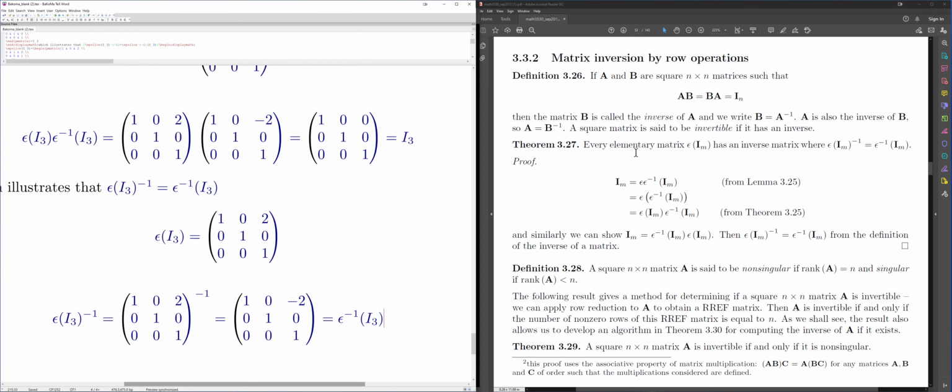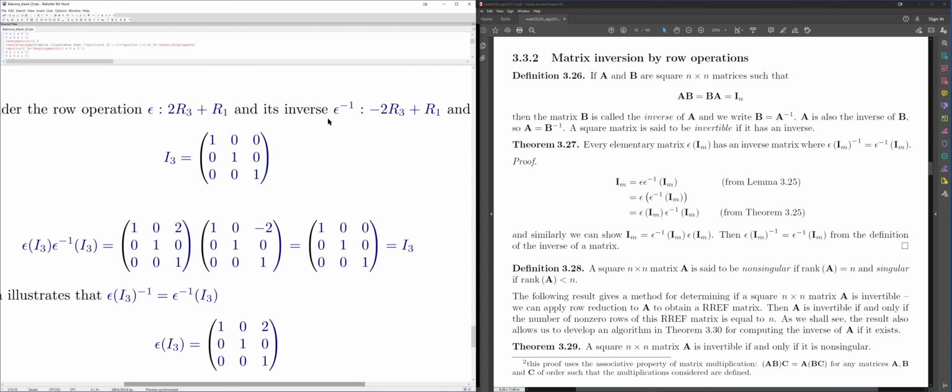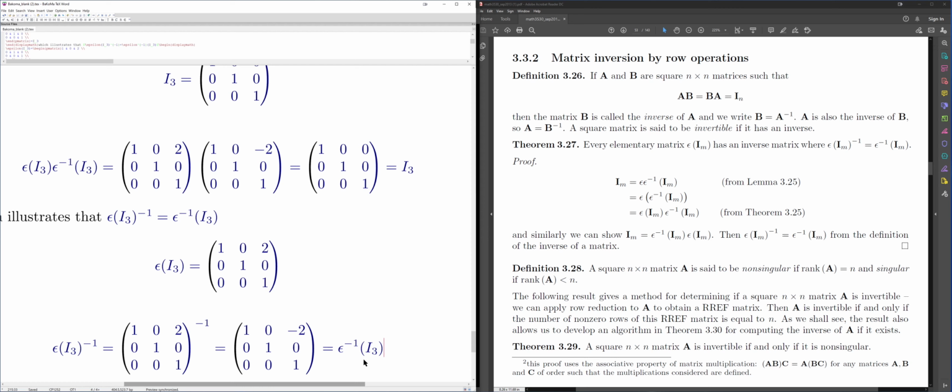What I just did is an example of Theorem 3.27. Every elementary matrix, such as this one, epsilon I3, has an inverse matrix. To find it, you look at this row operation, epsilon, find the inverse row operation, which is epsilon inverse, and apply that inverse row operation to the identity. That gives the required inverse.